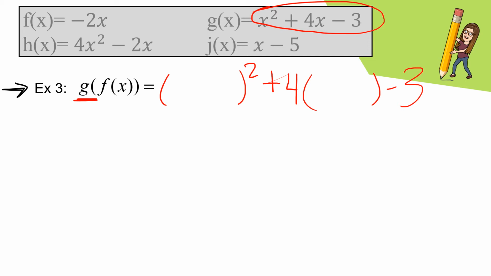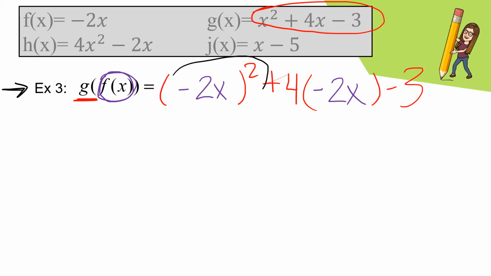Use some type of notation. I've had students that actually draw boxes. You could do that. I'm a fan of parentheses because we tend to use those just more often in math. Now inside of those parentheses, we want to plug in f of x, which is -2x, into every set of parentheses. Again, that's the toughest part because now we're just going to simplify.